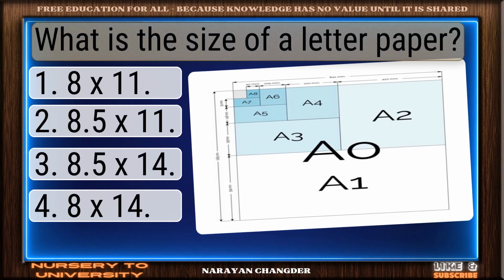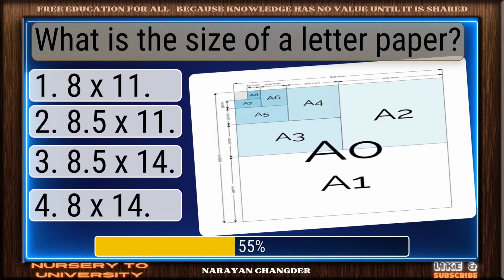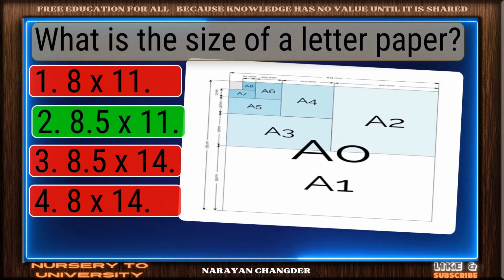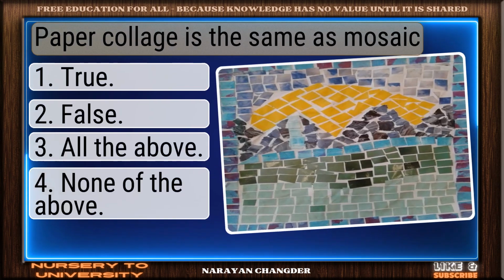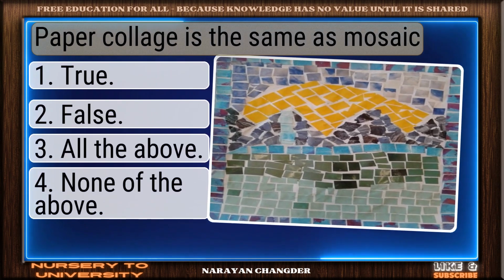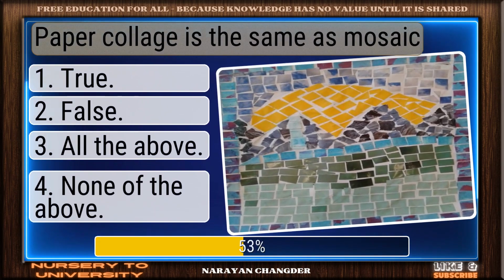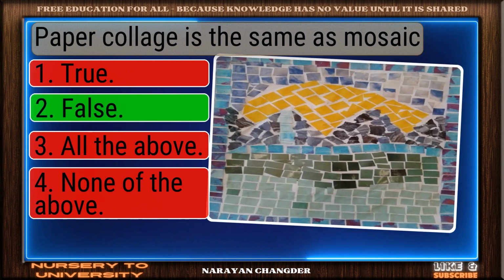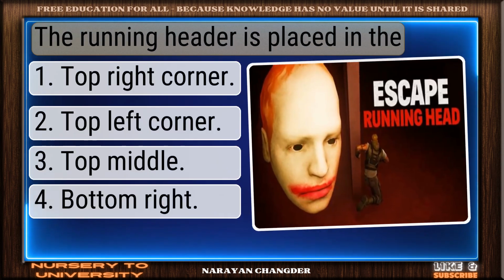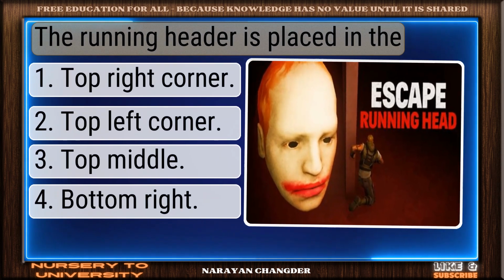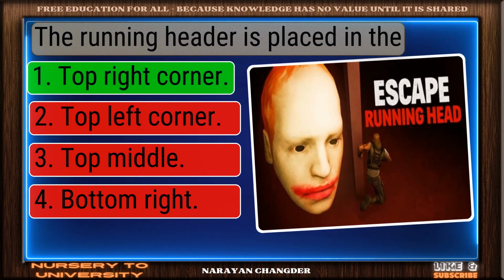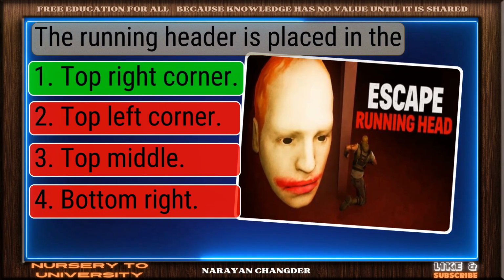What is the size of a letter paper? Good thinking. 8.5x11 is the right answer. Paper collage is the same as mosaic. Well reasoned. False is the correct choice. The running header is placed in the. Right again. Top right corner is a valid answer.